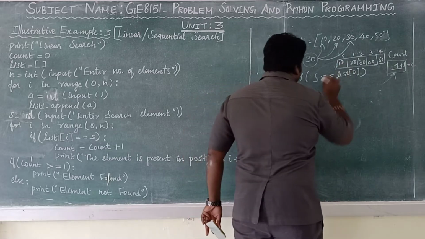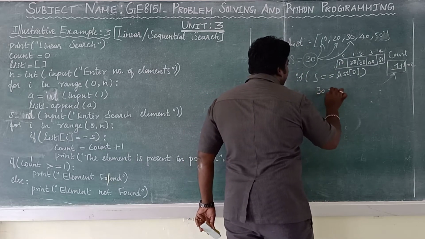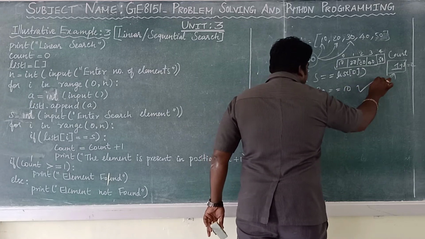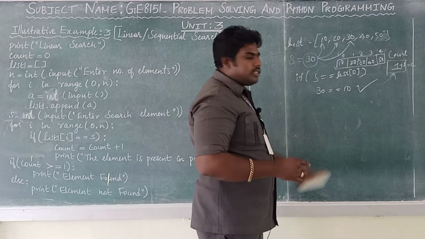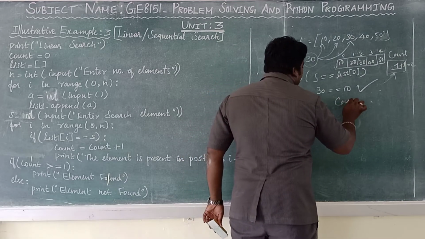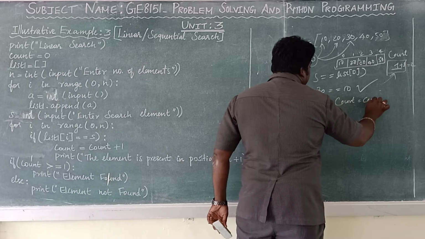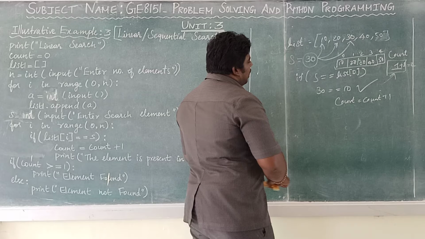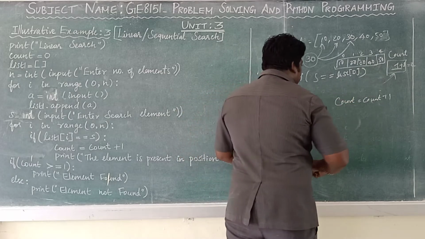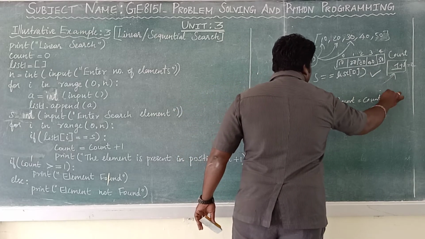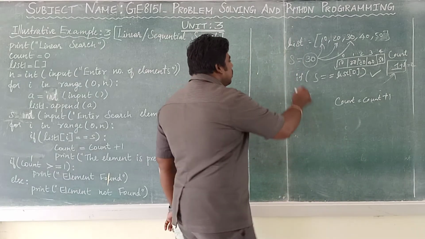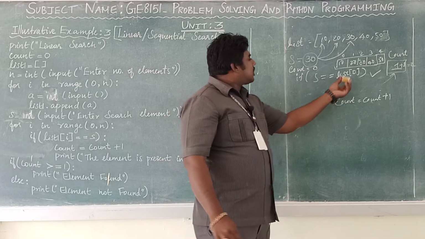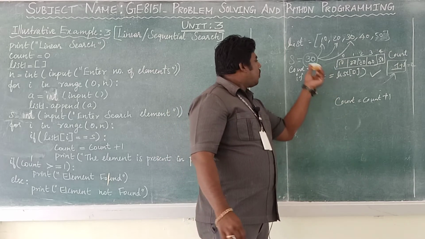What does it mean? The search element is 30. Is 30 equal to 10? If this condition is true, I want to increase count equal to count plus 1. Initially, count equal to 0, for example. So at first, list of 0. What is list of 0? It is 10, and S is 30.